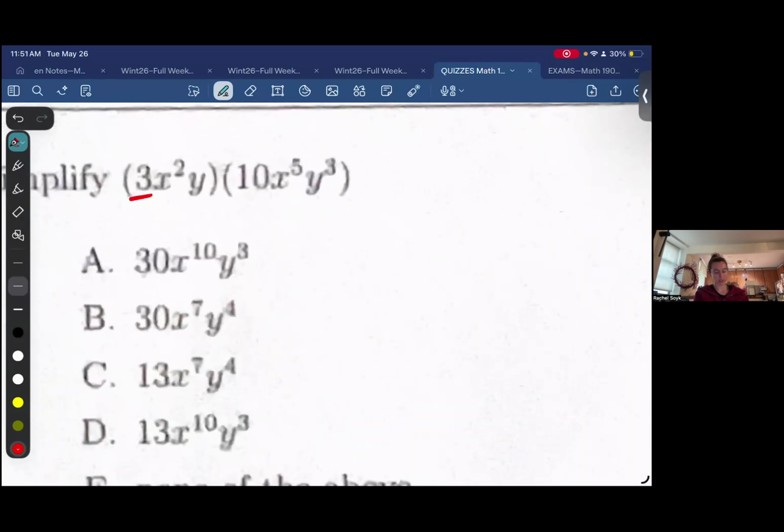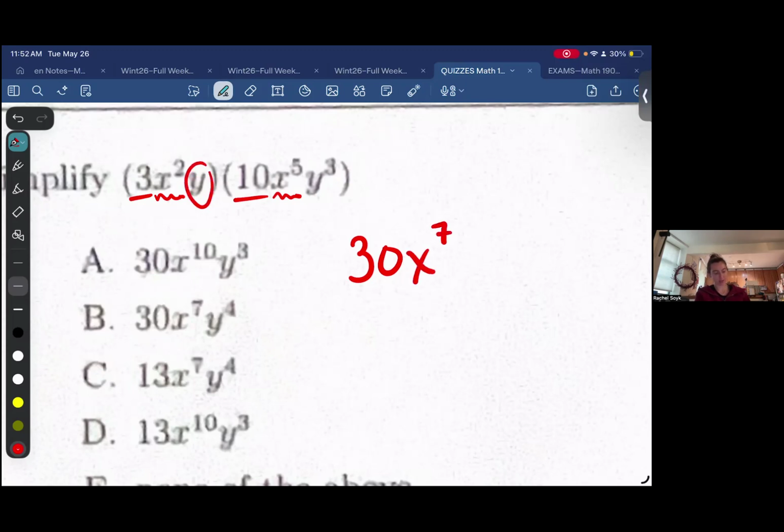So 3 times 10 gives us 30. Then we have x squared times x to the 5th. Think of properties of exponents here. When you multiply numbers that have the same base, you're going to add your exponents. So 2 plus 5 gives you 7. So we get x to the 7th.